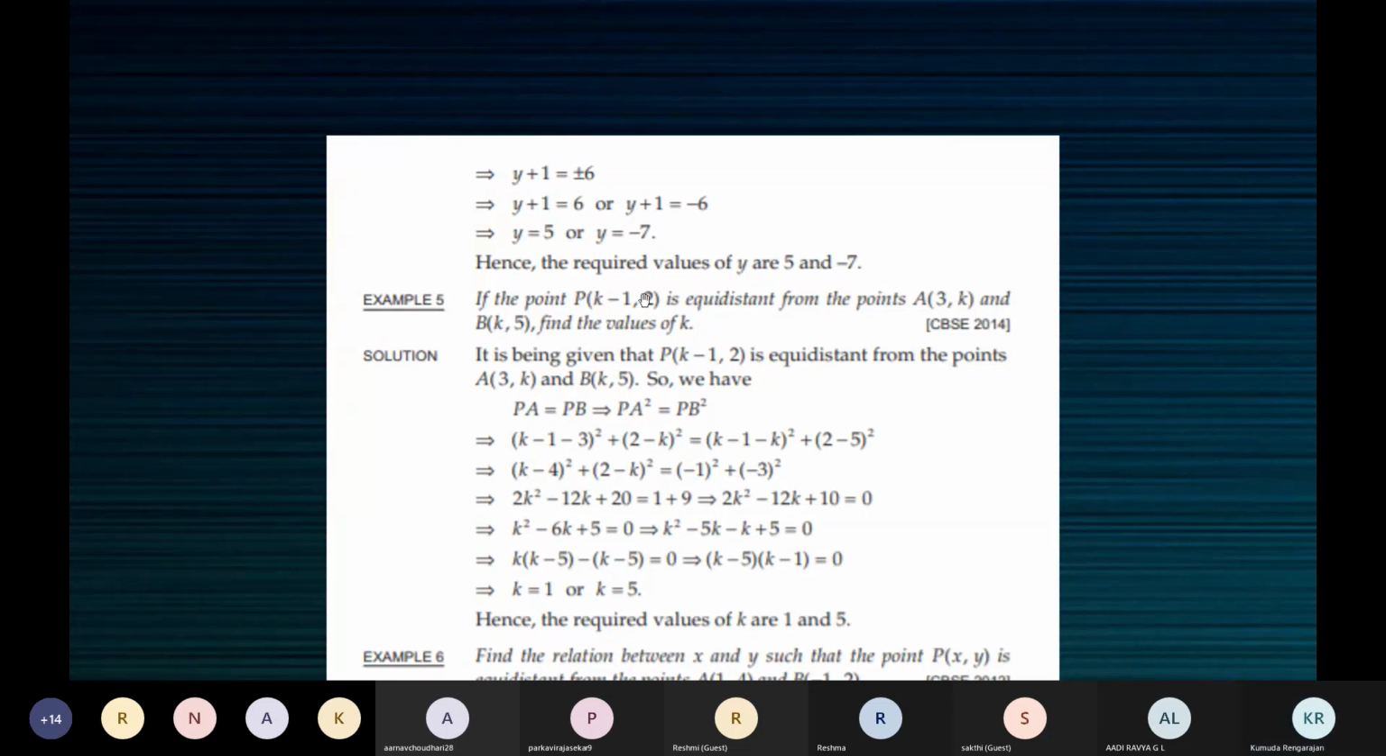So k minus 1 is the x coordinate here, k is the x coordinate here. So k minus 1 minus k the whole square. Plus 2 is the y coordinate, 5 is the y coordinate. So 2 minus 5 the whole square.